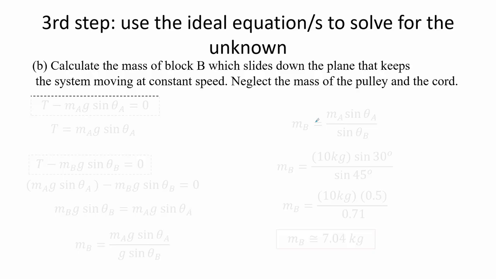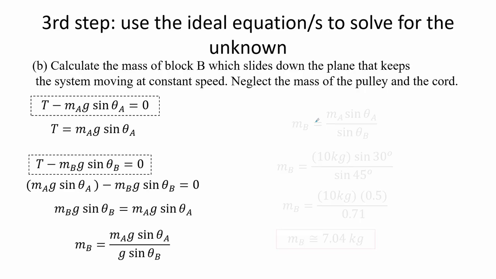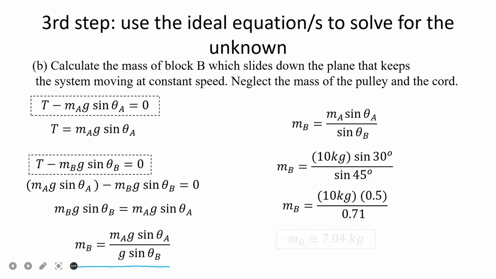The third step is to use the equations to solve for the unknown. Here mass MB is calculated by using the equations obtained earlier and substituting them to determine an expression for the unknown. MB is equal to the ratio of mass A times g times sine of theta A over g times sine theta B. The value of mass B is approximately equal to 7 kilograms.